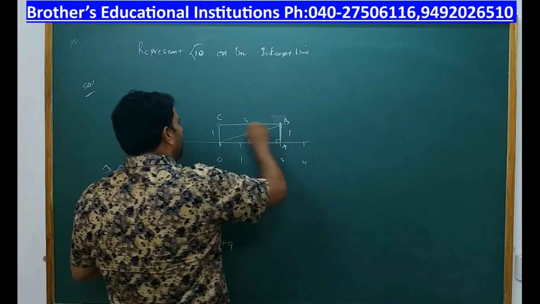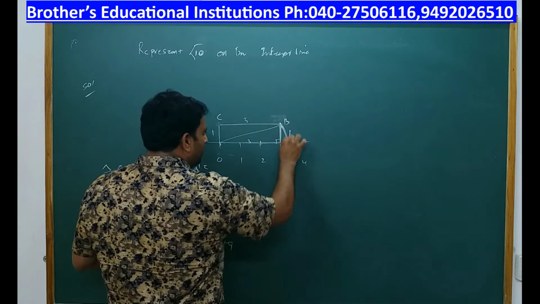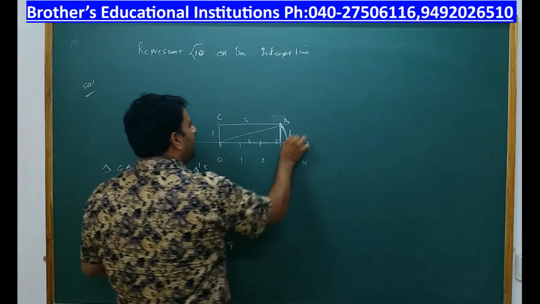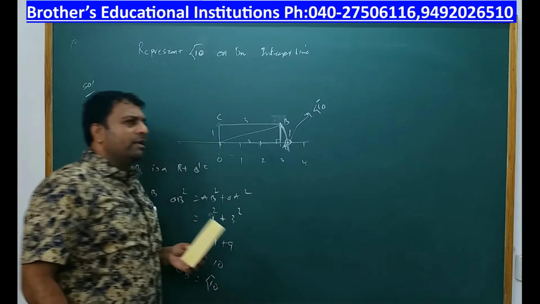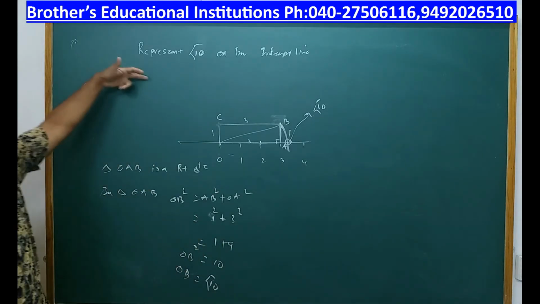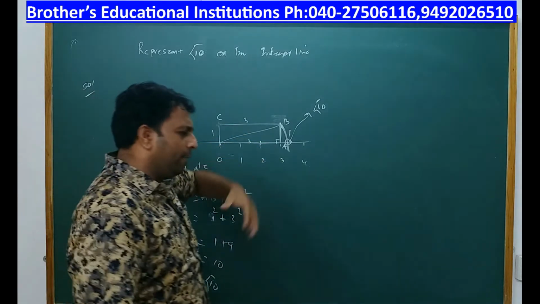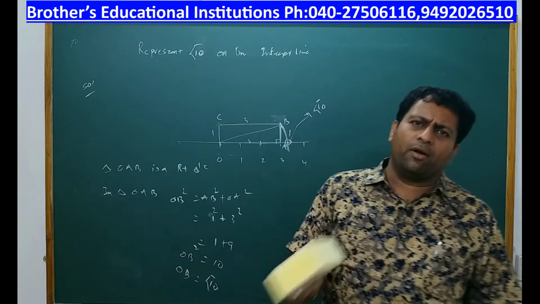You take the measurement and draw an arc. You can see that the arc will cut at this point, and yes, this point is represented as root 10. So children, this is how you represent a given irrational number on an integer line. Now you can practice more and more, and in case you are having any doubts, you can put them on our group.